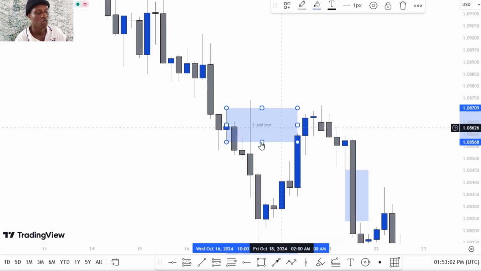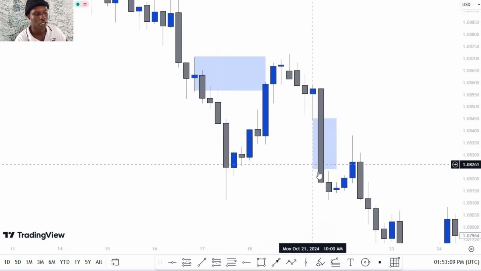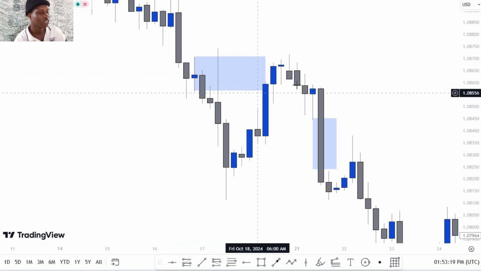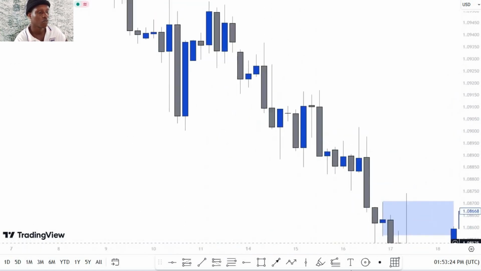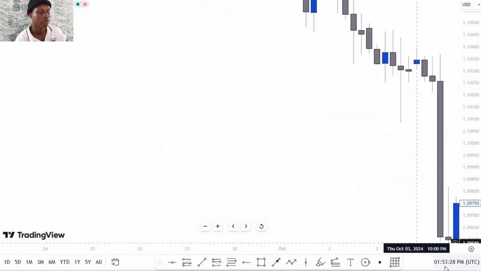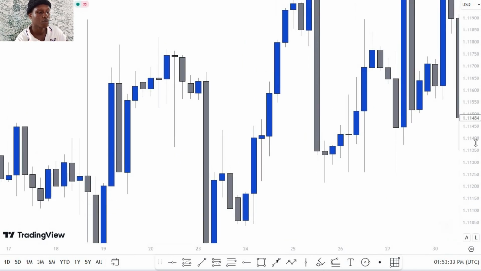So what did price do? When price mitigates that bullish candle, what happened? Price continued the down movement. So this is a bearish order block, which is a bullish candle, right? I said before, a bearish order block is the last bullish candle in a bearish price leg. Market mitigates it and continues to the downside. So let's look for a bullish order block. You can only find a bullish order block in a bullish price leg.